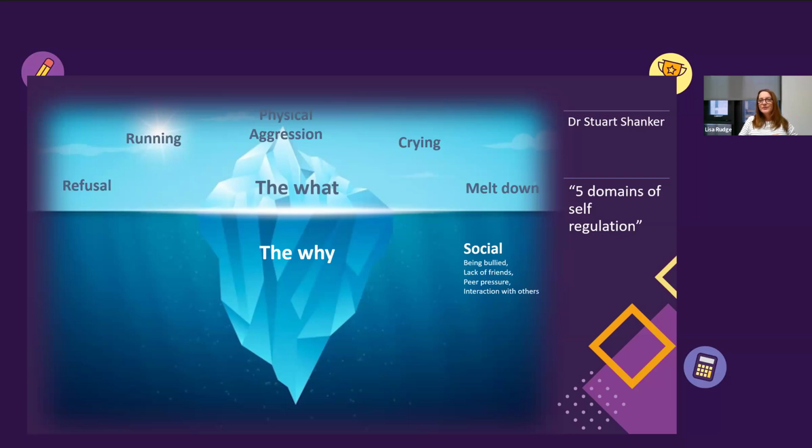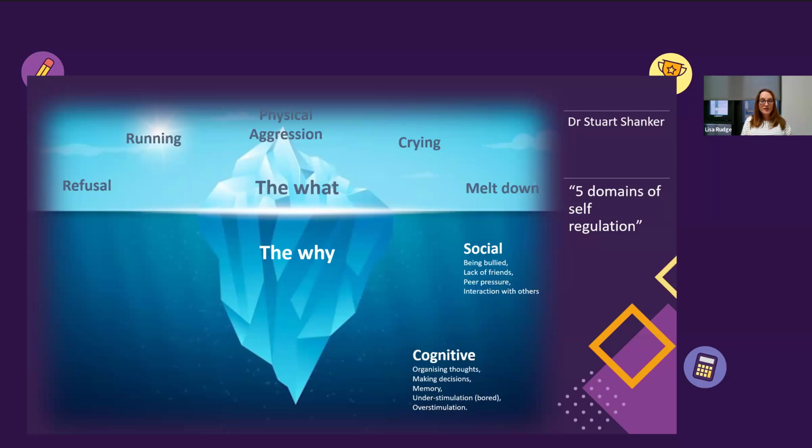Let's think about the why. So the why that I'm talking about here would be within the 5 domains of self-regulation as set by Dr. Stuart Shanker. So we have social. So is the child being bullied? Do they have a lack of friends? Are they bowing to peer pressure? Are they feeling peer pressure, whether they're bowing to it or not? How do they interact with others? Do they interact with others? Are they seen as being social beings? Are they seen as being withdrawn?